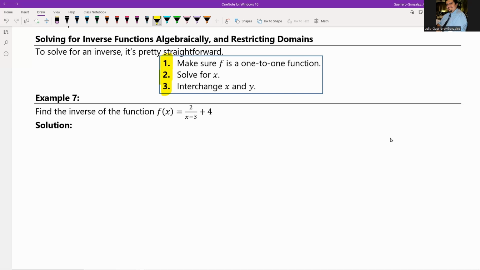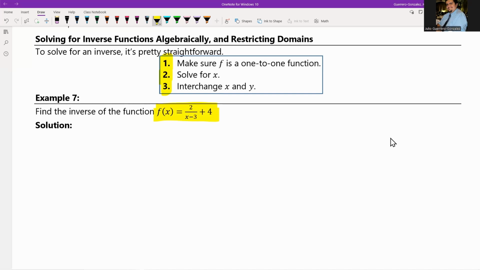All right, so we've gotten to the good part. How to find an inverse for a function that's been given to you. Step one. Let's say I wanted to find the inverse of this function. Step one, make sure the function is one-to-one.